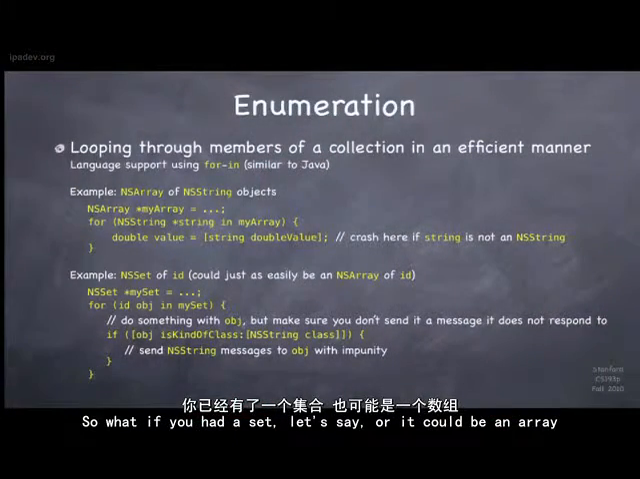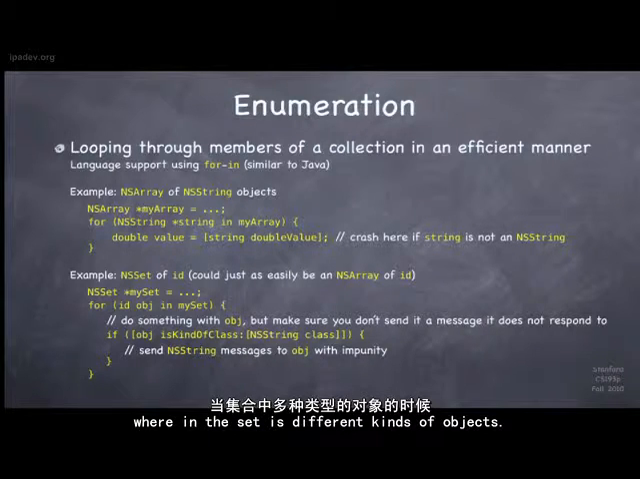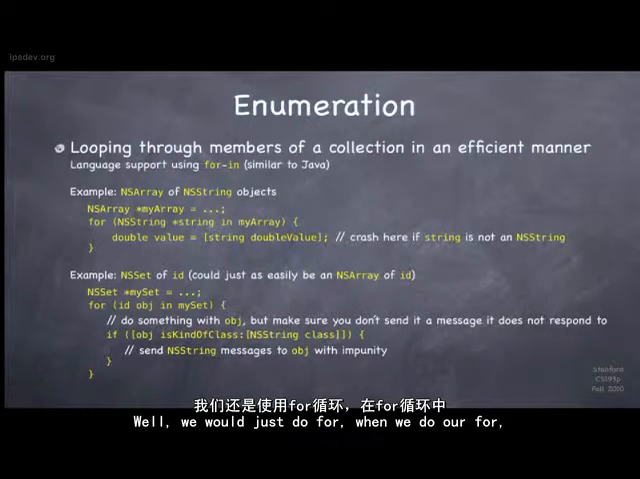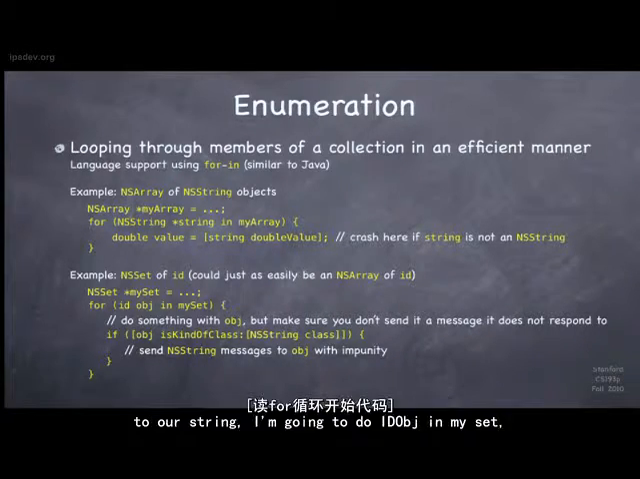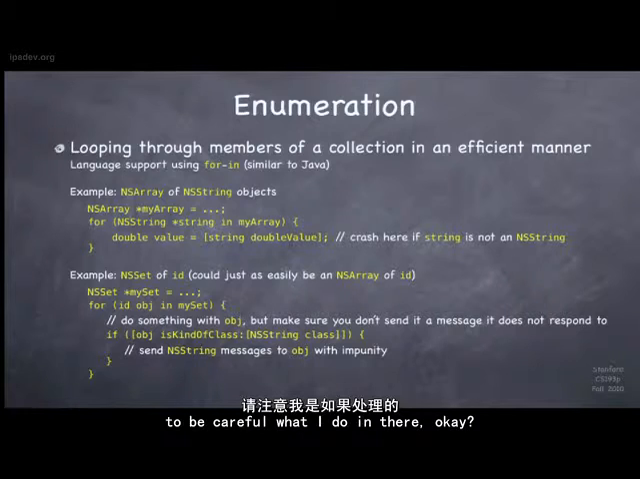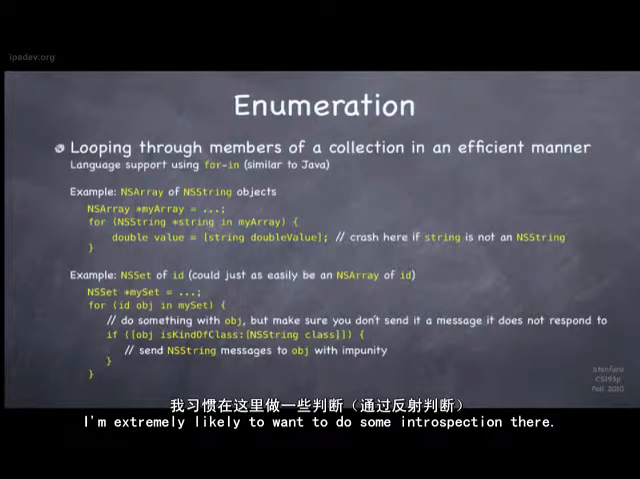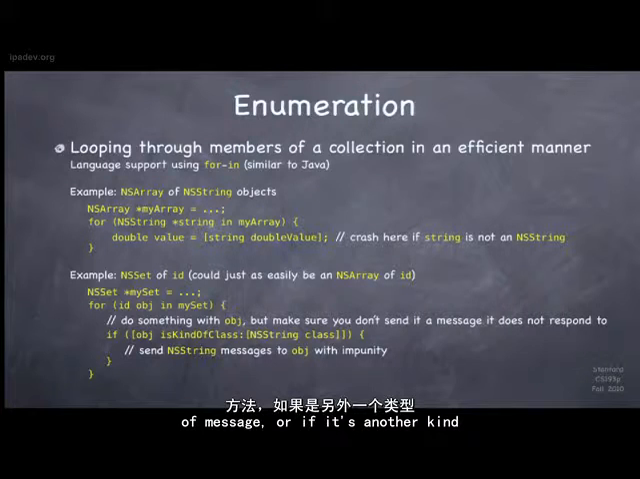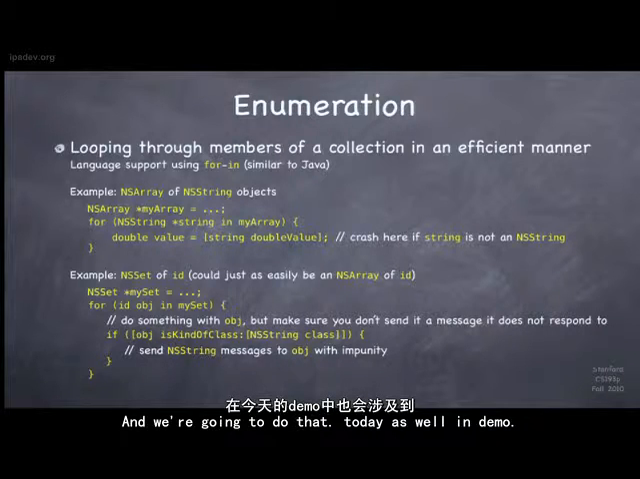So what if you had a set, let's say, or it could be an array or whatever, but I'm just going to say a set to show you something different, where in the set are different kinds of objects. Might be strings, could be numbers, could be other kinds of things. So how would that work? Well, when we do our for, we'll do for id obj. Instead of NSString star string, I'm going to do id obj in mySet. And then inside the curly braces, I'm going to be careful what I do in there, because obj is id, a pointer to any kind of object. I'm extremely likely to want to do some introspection there. Ask it what kind of class it is, and then maybe send it that kind of message. Or if it's another kind of class, send it a different message. Does this code make sense? We're going to do that today as well in the demo.